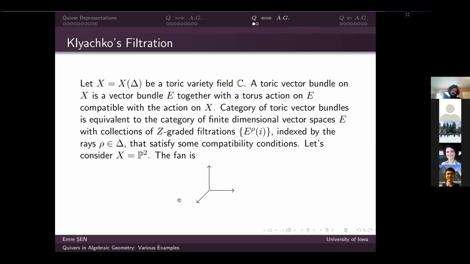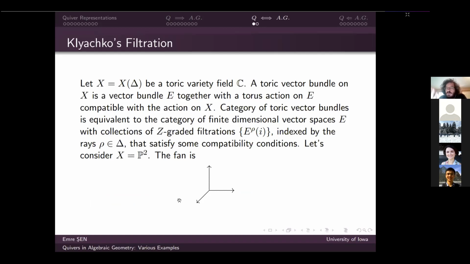So now let's talk about this filtration. This is a nice and important result. Without giving the details, I just want to show how these quiver representations appear here. Also, there are many works in this direction, including Sam Payne and Hille and many other people.